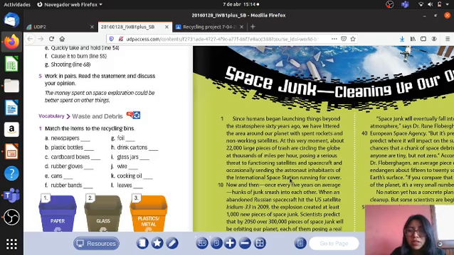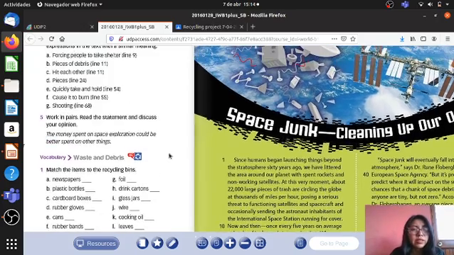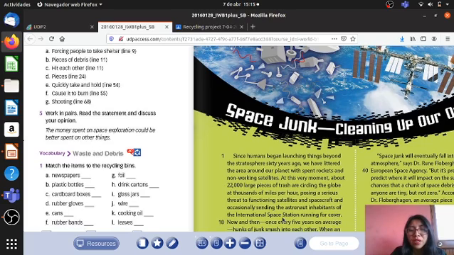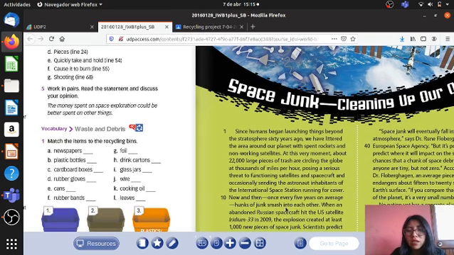The International Space Station running for a cover. It says forcing people to take shelter. What is the meaning of shelter? A shelter is similar to cover. So the definition that I find is running for a cover. Running for a cover is the same as forcing people to take shelter. And you are going to do the same. For example, piece of the wrist, line 11. In that line you are going to find the expression that expresses the same.